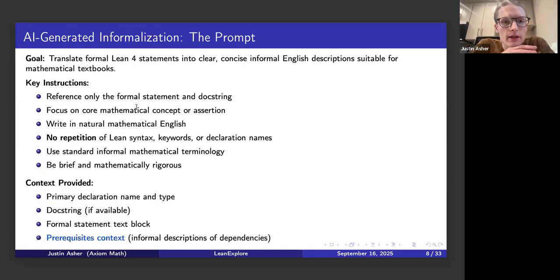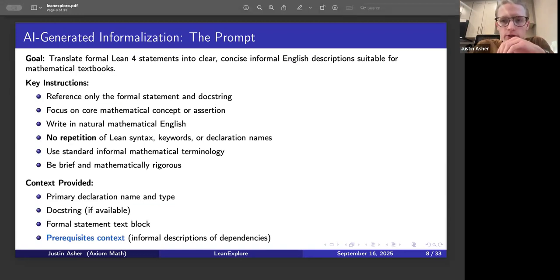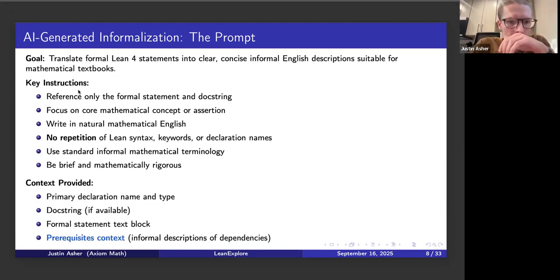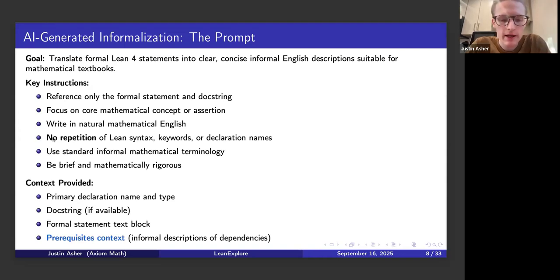Okay. So then we generate informalizations from these extracted data. The goal was to translate Lean 4 statements into concise, informal English descriptions suitable for mathematical textbooks. So I gave the model access to the formal statement and the docstring if it was available. I focused on the core mathematical concepts. I told it not to write using Lean. Models right now, when they try to translate Lean informally, have a habit of putting a bunch of Lean code in that informal translation. And that's not very helpful for somebody who's trying to search, because somebody searching is probably just going to want to know what it means in English. I told it to use standard mathematical terminology and to be brief.